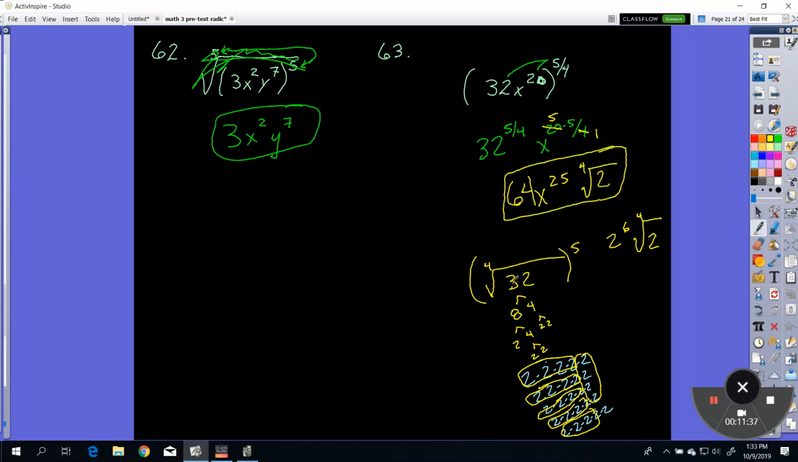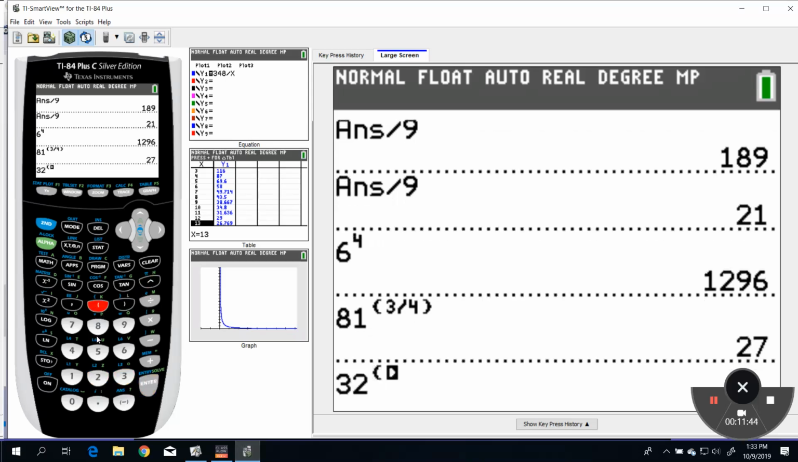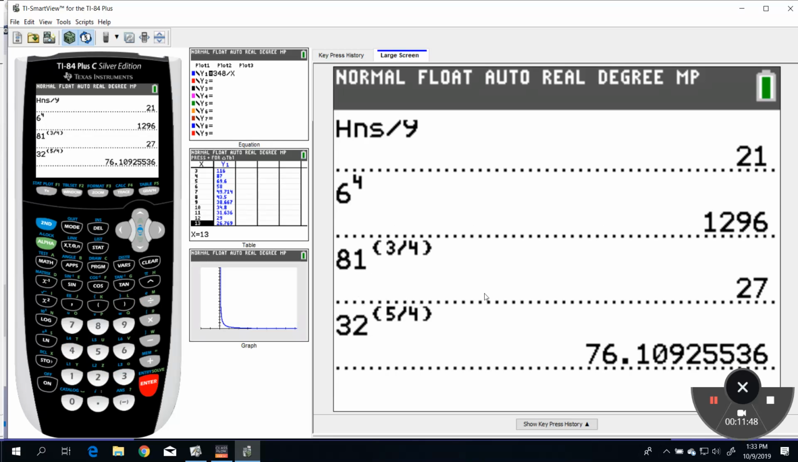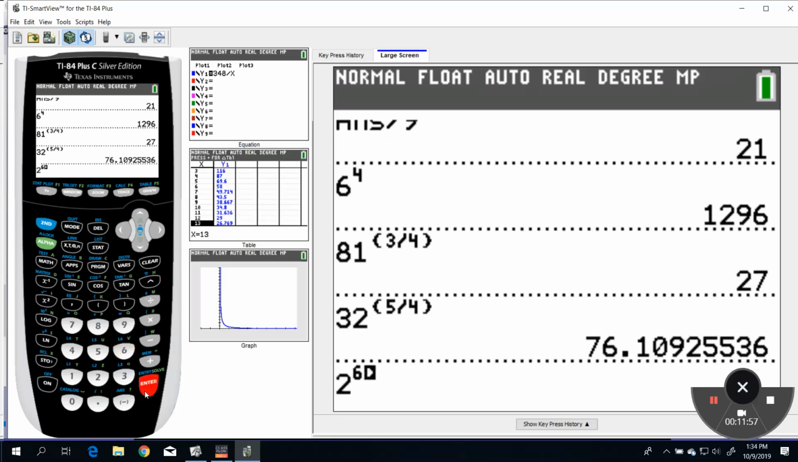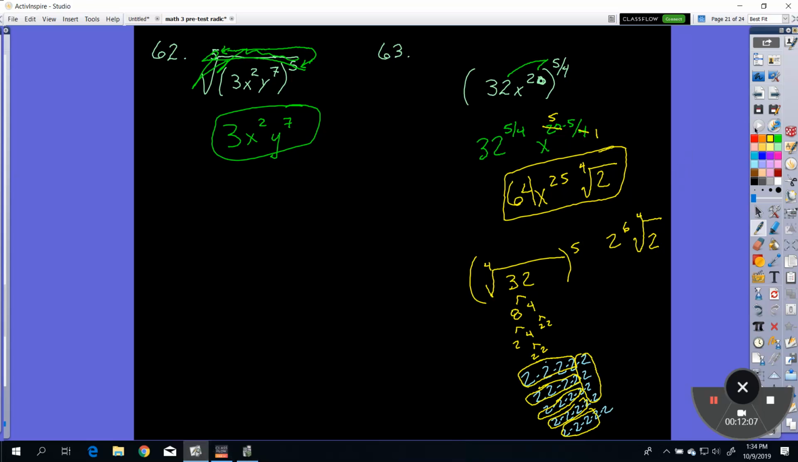So this one, if you'd have typed it into the calculator, 32 to the 5/4, it would have given you a decimal answer. And I don't want a decimal answer. I want the exact with the square root stuff in it. So if you'd have tried this and seen that it's a decimal, that's when you know you have to go back and do it the long way. If it comes out to be a nice answer, then you don't have to worry about it. And just to show you that 2 to the 6th is 64. All right, 64.